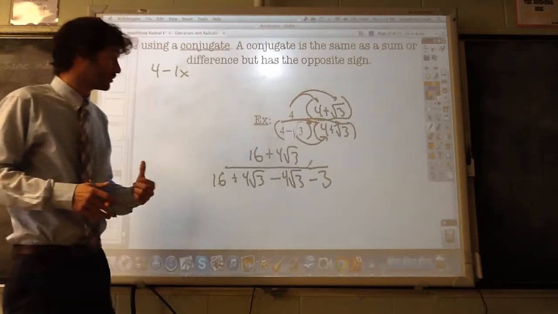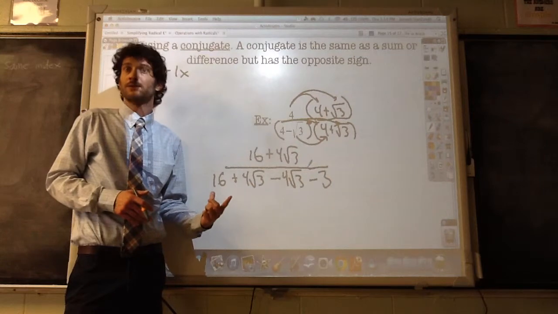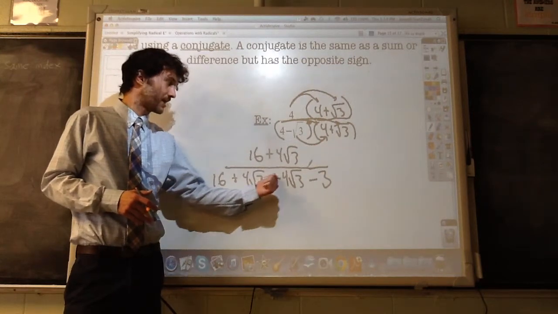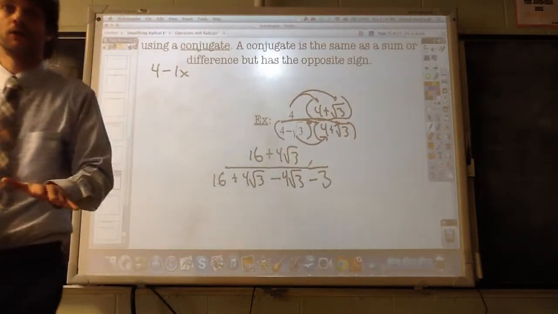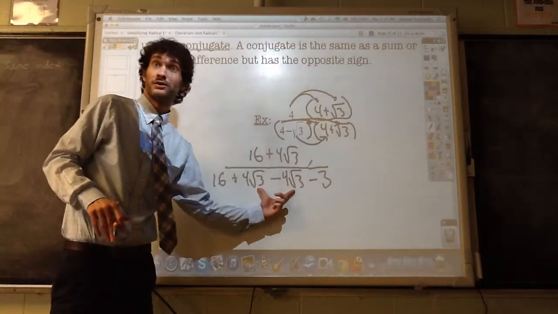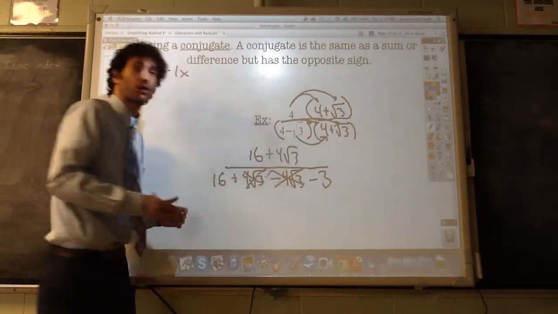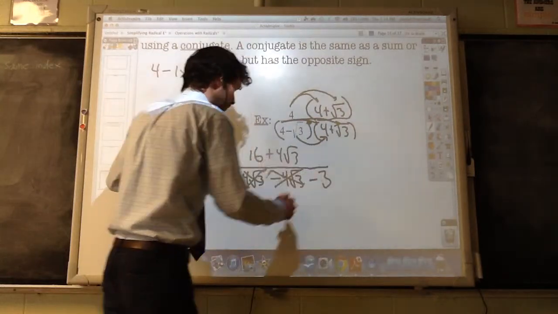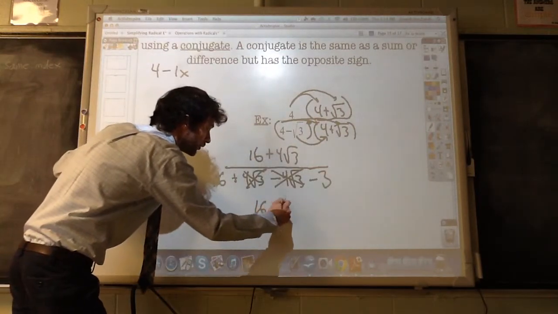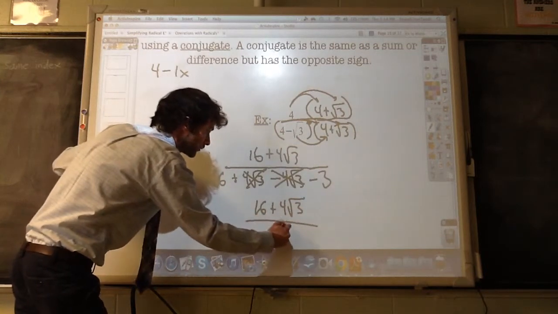What else should happen every time is what Aaron pointed out a minute ago. What happens with the 2 in the middle? They cancel. 4 square roots of 3, take away 4 square roots of 3 is no square roots of 3. They're gone. So that should happen every time as well. These 2 should cancel. So the only square roots I had on the bottom are now gone. And I would combine these like terms and I would get 16 plus 4 times the square root of 3 all over 13.